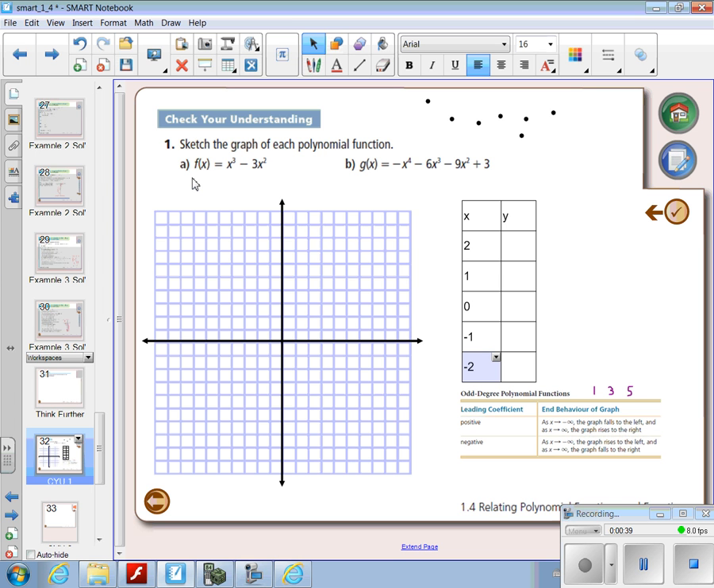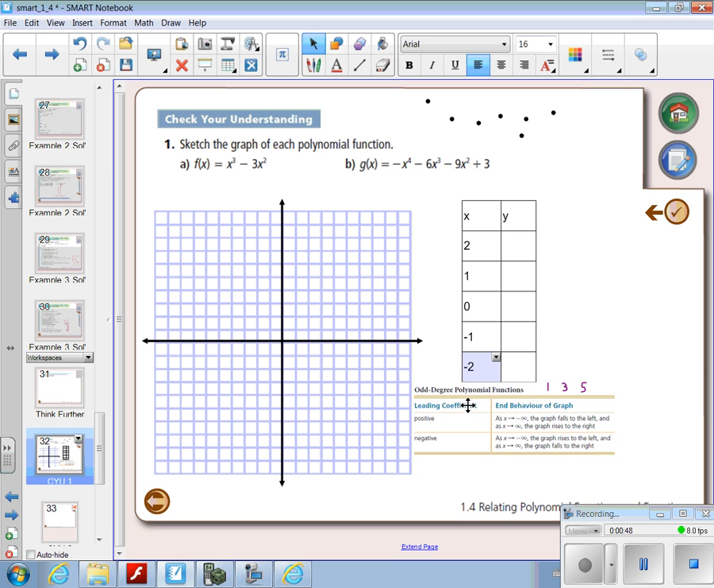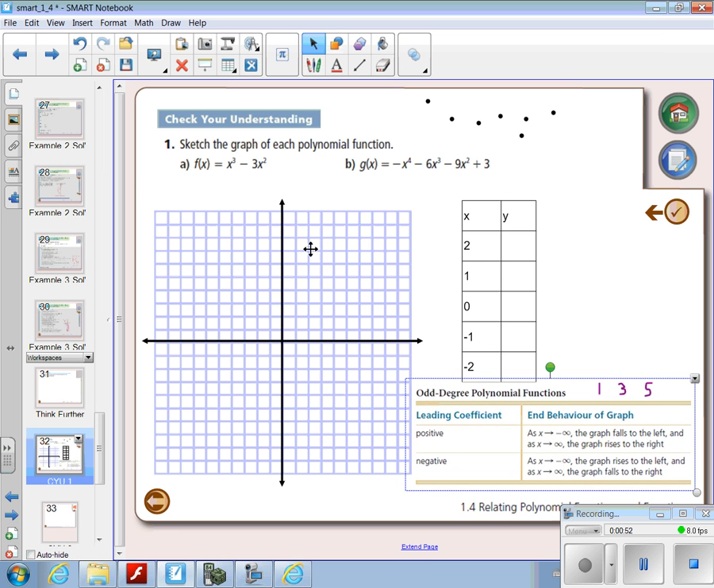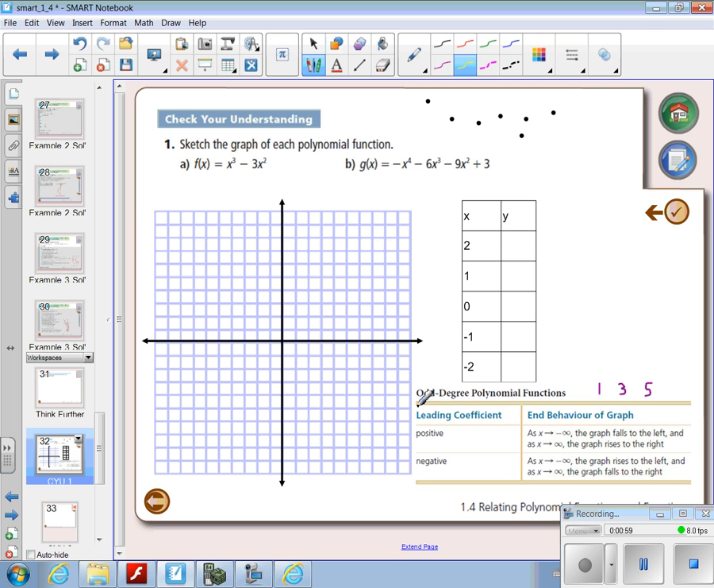We're going to do question A first. x cubed minus 3x squared. Now, I've got a table of values I've started already, and I also have that chart that we talked about on a previous page, talking about odd degree polynomials, because this is a power of 3. So for this question, we're looking at the odd degree, odd exponent, and the lead coefficient is a positive 1 in front of x cubed. So we're concentrating on this top part of the table to help us graph it.